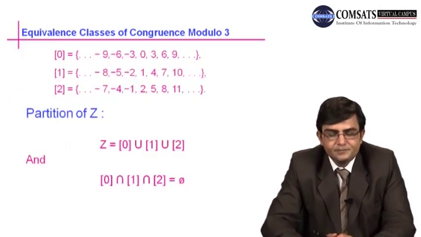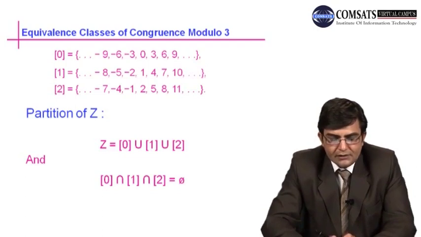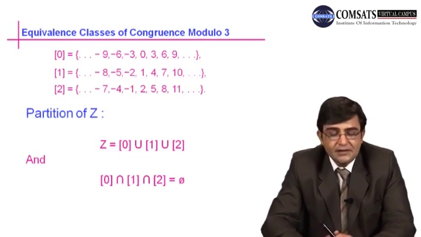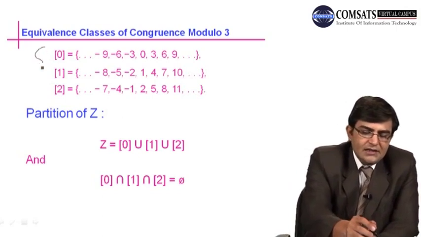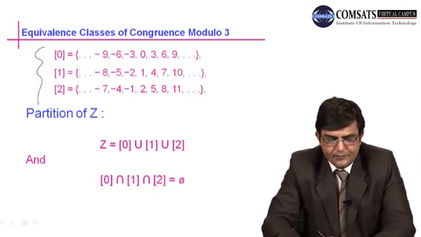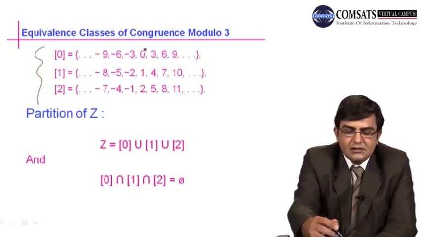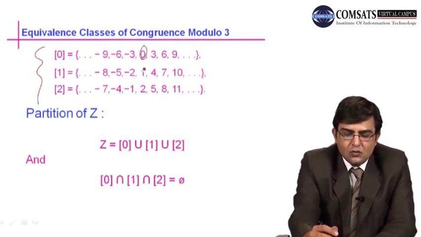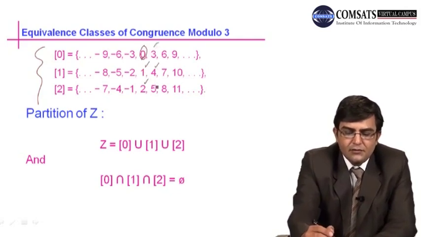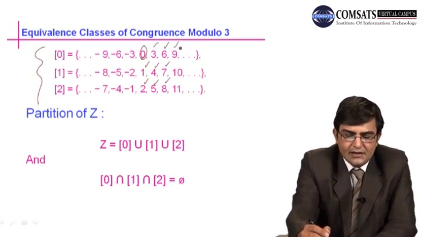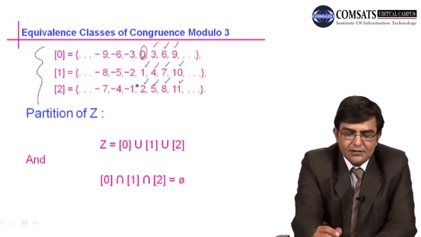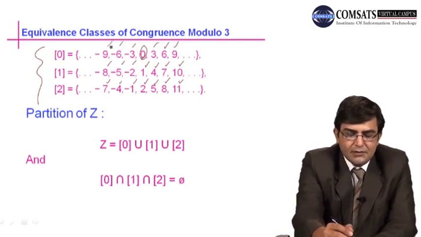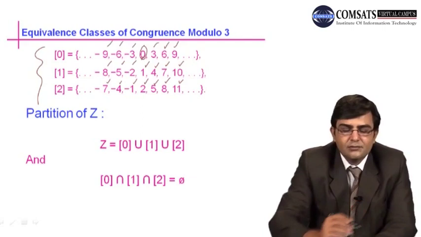Now we check another interesting thing in these equivalence classes, that these three classes cover all the integers. You can check here, this is 0, 1, 2, 3, 4, 5, 6, 7, 8, 9, 10, 11. Here we have 12, 13, 14 and so on. Here we have 0, minus 1, minus 2, minus 3, minus 4, minus 5, minus 6, minus 7, minus 8, minus 9, minus 10, minus 11, minus 12 and so on.